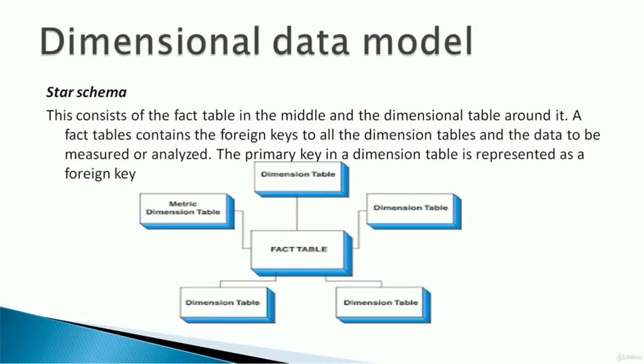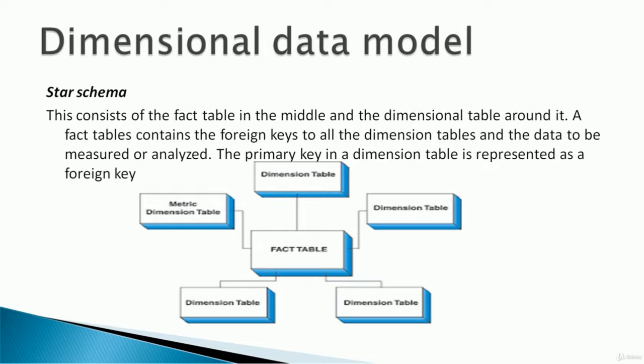Next is the dimensional data model. So now you know what is the data warehouse. Now to create the data warehouse, to structure it, there is a data model in place known as dimensional data model. So it is further categorized into two, that is star schema and the next one is snowflake schema. First of all, we'll learn about the star schema.